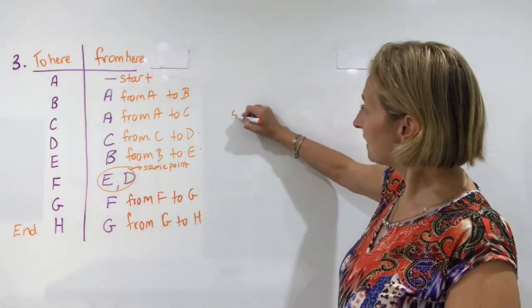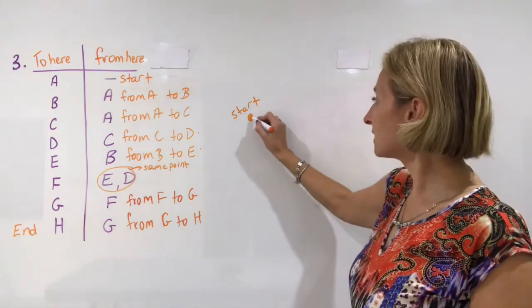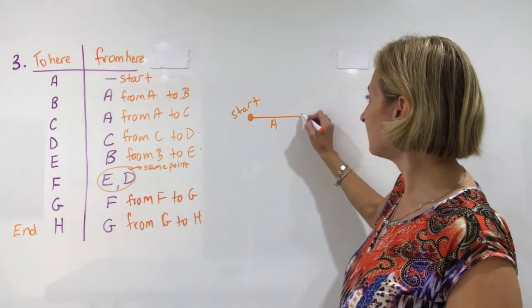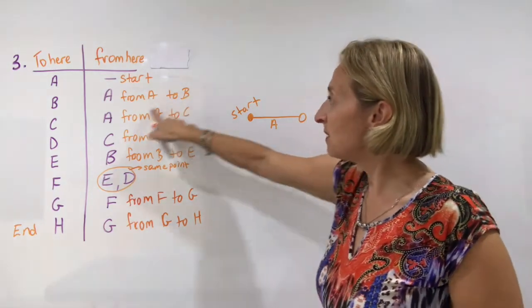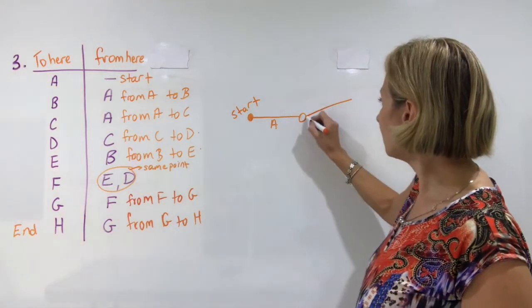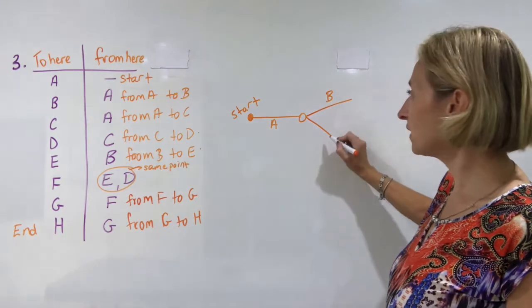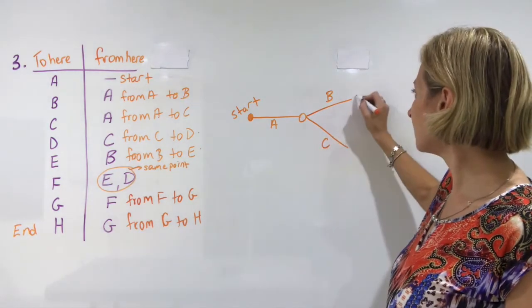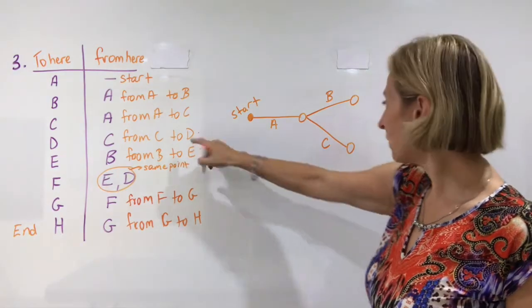Pick a point to start. And then we need to go from our starting point, we can do activity A. From activity A, we can get to B and to C. So from activity A, there are 2 options. We can either go to activity B or we can go to activity C. Then from activity C, we can go to D.